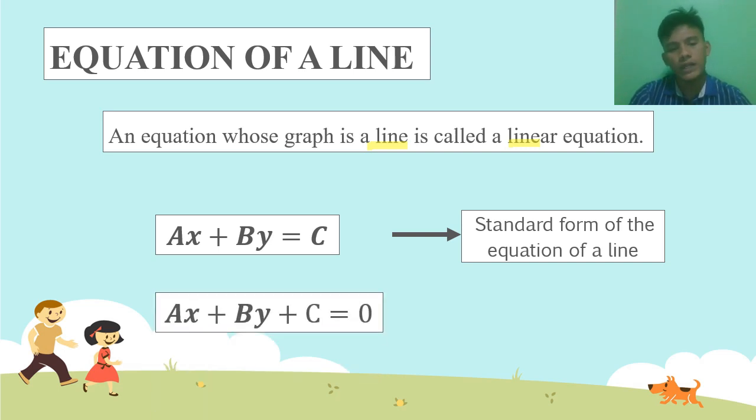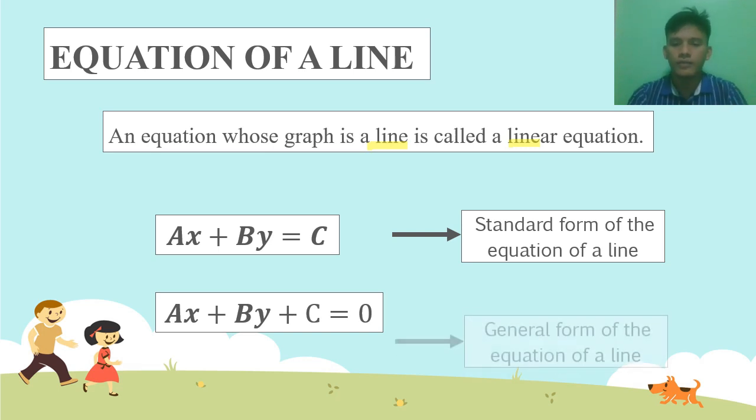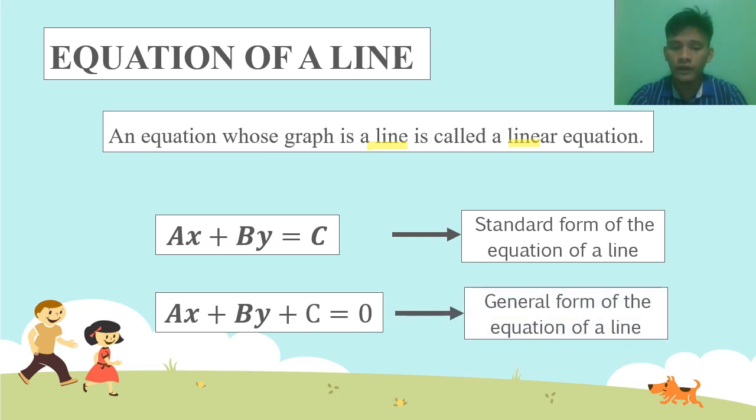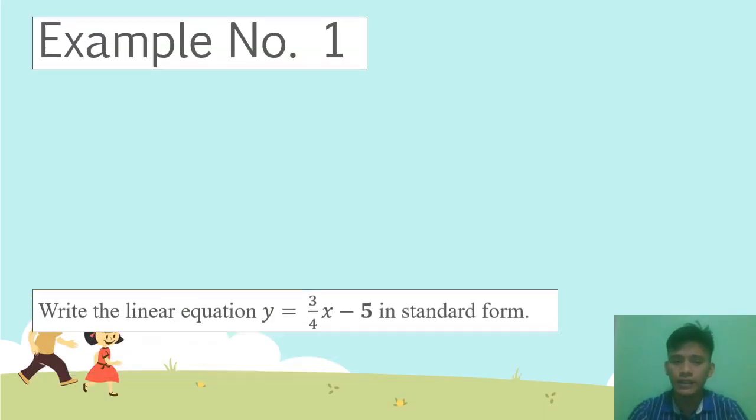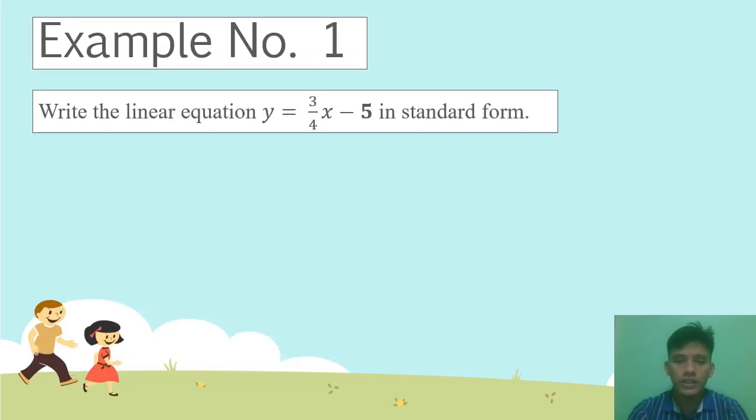ax plus by plus c is equal to 0, and that will be the general form of the equation of a line. Let's have an example for that. Write the linear equation y is equal to 3 over 4 x minus 5 into standard form. So we'll transform the equation to standard form.